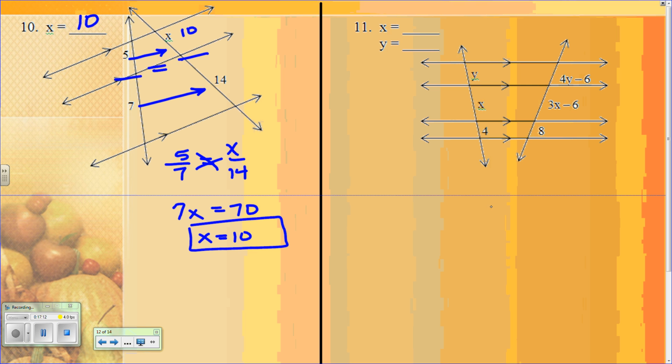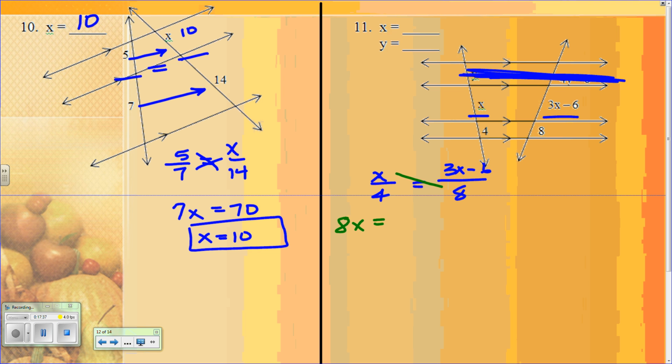Now this one over here looks very confusing because you have a whole lot more parallel lines than what we're used to looking at. So what we're going to do is we're going to pretend this isn't here for just a minute. Don't scribble it on your paper because you're going to need it. But if you'll notice, now I just have the same thing that I had on the previous problem. So I've got x over 4 is equal to 3x minus 6 over 8. Now I can cross multiply. So I go this way and I get 8x equals, and I go this way and I've got 4 times 3x minus 6. So I get 8x equals 12x minus 24.